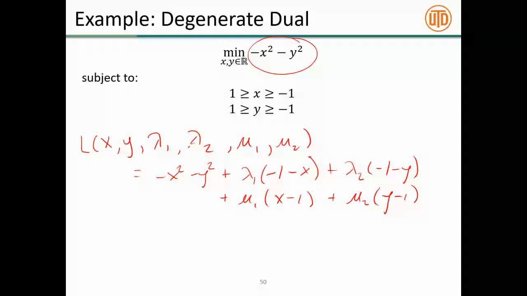Vote for -2. I will agree that that's the solution to the primal problem, but it's not the minimum of the Lagrangian for a fixed lambda and mu. What's the minimum of the Lagrangian? So let's say, just fix lambda and mu to 0. What's the minimum of the Lagrangian then?